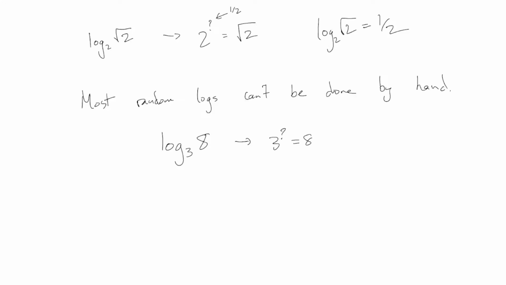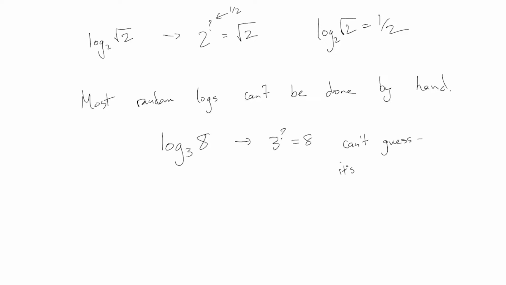And the answer is, well, 3 to the 1 is 3, 3 to the 2 is 9, but 3 to what is 8? There's kind of nothing. It's not any number that you know, at least. There is such a number. It's just a really weird number that you would have to work out on a calculator. So you can't just guess the exponent in this example.